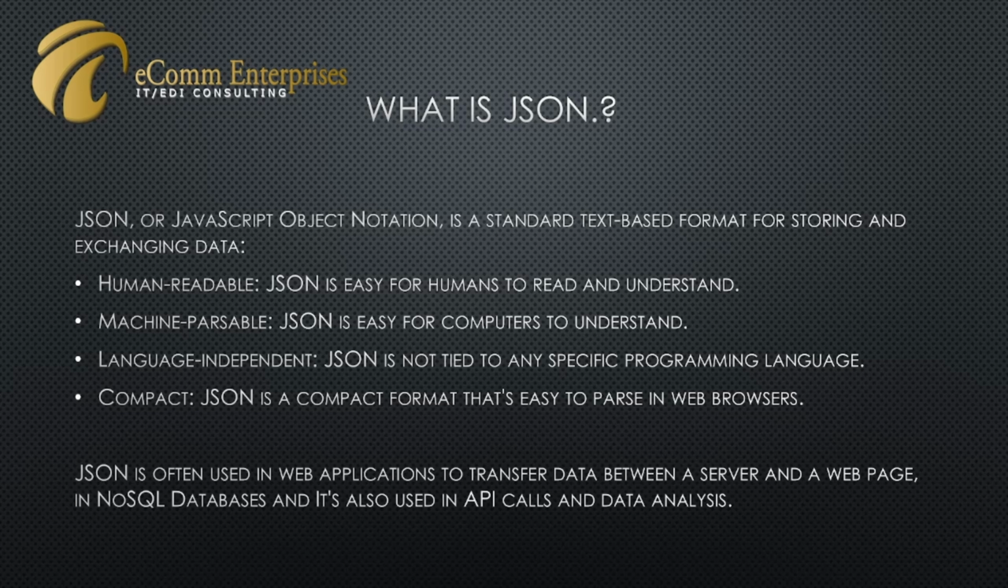JSON is often used in web applications to transfer data between a server and a web page. But it's also used in NoSQL databases like MongoDB or Cassandra, even DynamoDB in AWS, which also uses a JSON layout. And it's also used for API calls and data analysis.